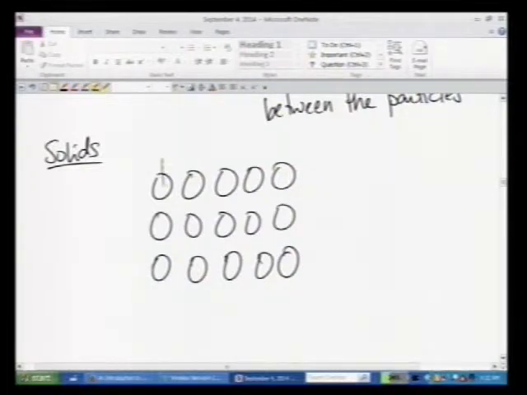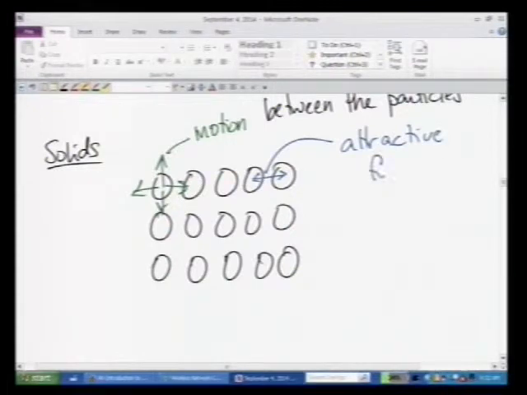Okay, each particle, based on one of the rules for the theory, is in constant motion. So these arrows would just represent motion of the particle. Okay, switch to blue here. We also have attractive forces between the particles. So each one of those particles is moving, and there are attractive forces between the particles.